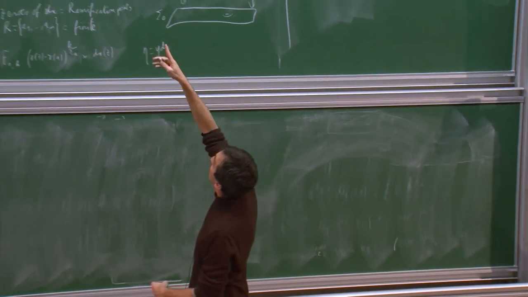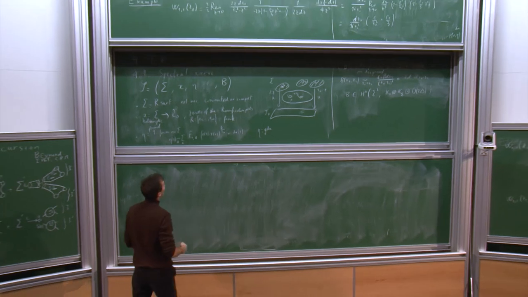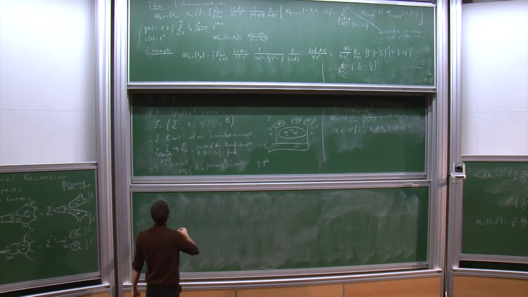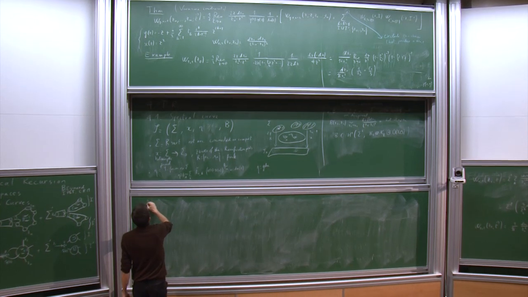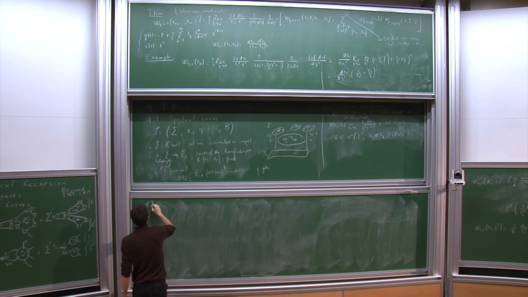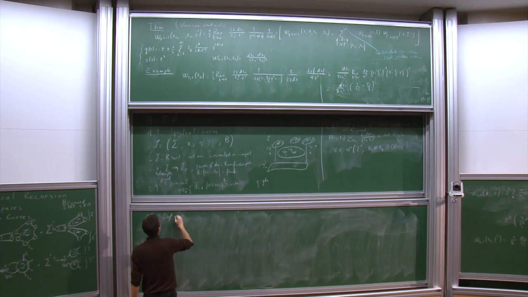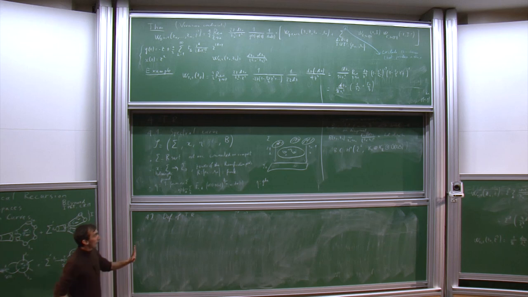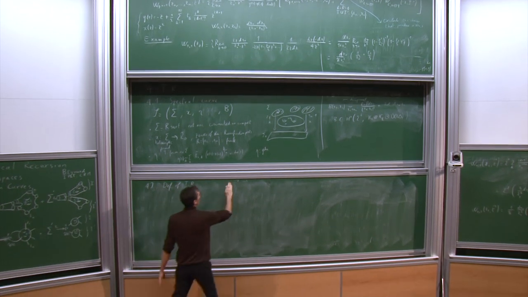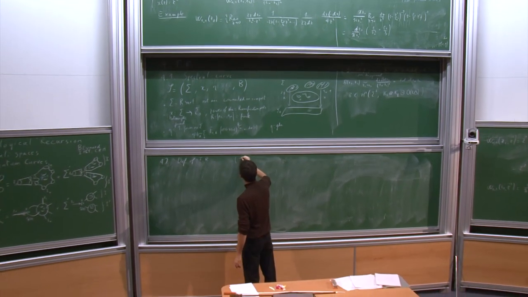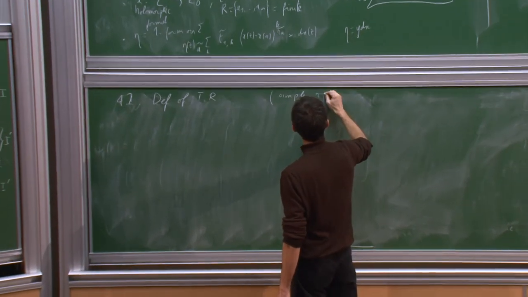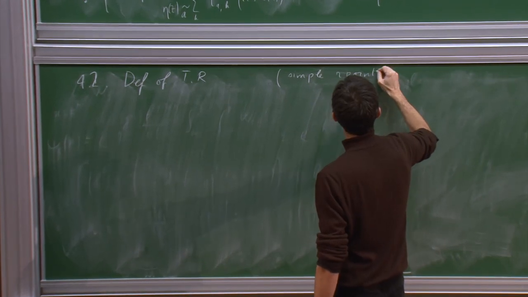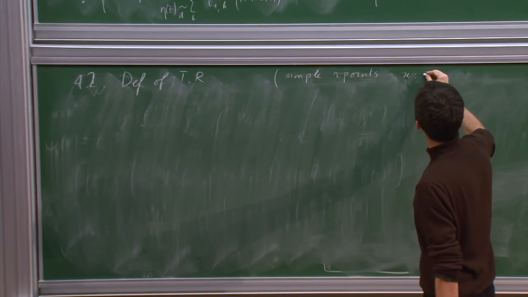So now the topological recursion will be more or less the same formula I was writing upstairs. So first, for the definition of TR, let's first assume that all branch points are simple branch points, simple ramification points. It means that X is locally 2 to 1.